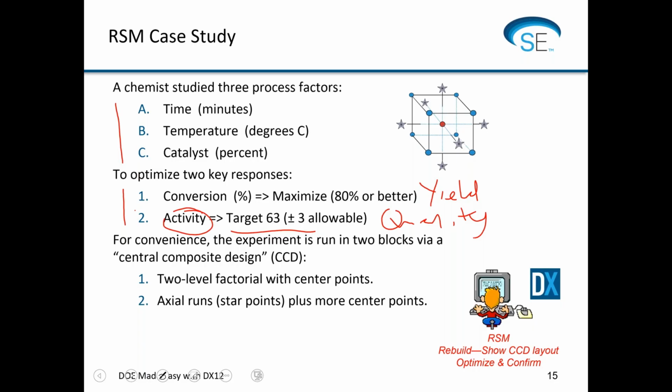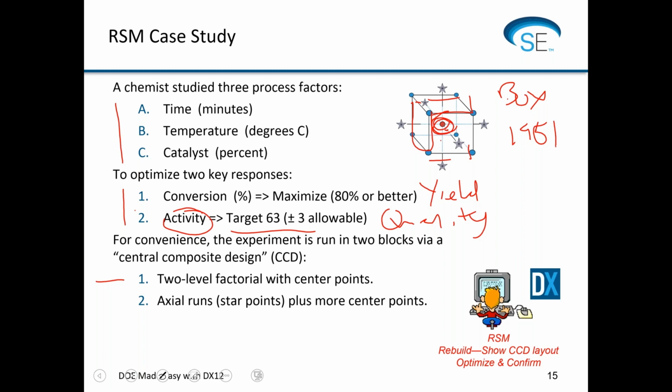Now, for convenience, we wanted to break it into 2 blocks. So we did this in 1 block of a 2-level factorial, which is this cubical space here. And we added center points, which are the red dots in the middle. Then a standard structure is called the central composite, invented by George Box in 1951. And Box picked up the mantle from Fisher. He married Joan Fisher, Ronald Fisher's daughter, and he studied under Ronald Fisher.